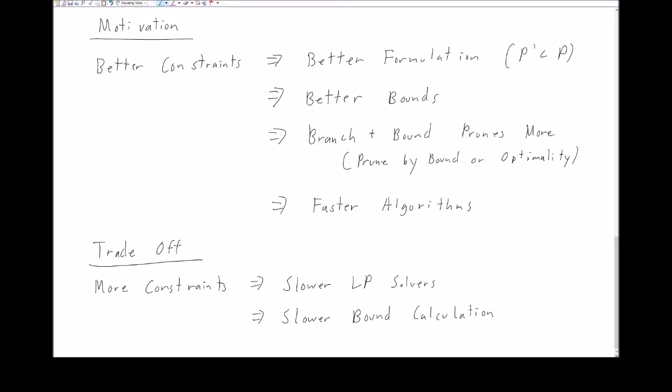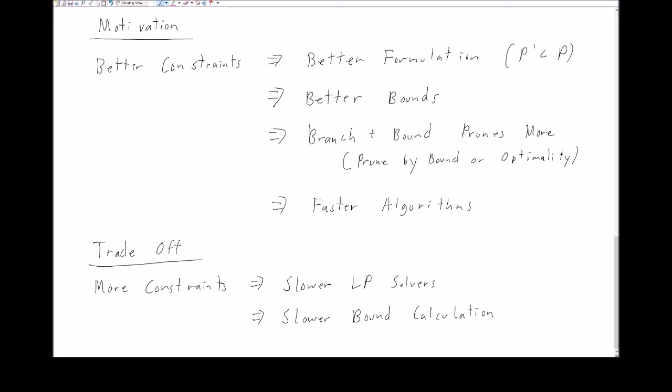In what follows, we're going to be interested in looking at adding constraints to our formulation so that we make a better formulation. The motivation for this is that better constraints result in a better formulation. A better formulation results in better bounds. And if we have better bounds, we can put it into a branch and bound framework and prune more nodes, as an example. And because we can prune more nodes, we can potentially get faster algorithms.